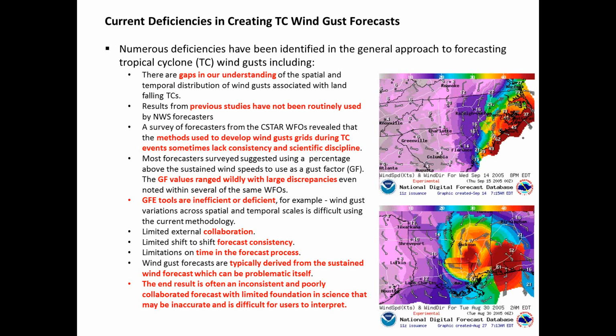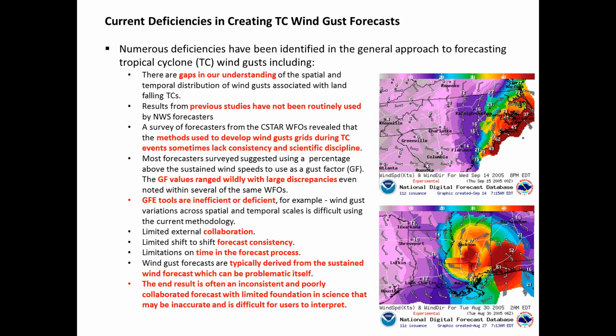So we'll show some examples of that. But even with the gust factor, the logic and the values range wildly from office to office, and even within offices. And GFE tools themselves are often inefficient or even deficient. And there's limited collaboration from office to office, and limited shift-to-shift continuity or consistency. All this ends up resulting in an often inconsistent process that's poorly collaborated with limited science, which can often result in an inaccurate and difficult forecast for users to use.